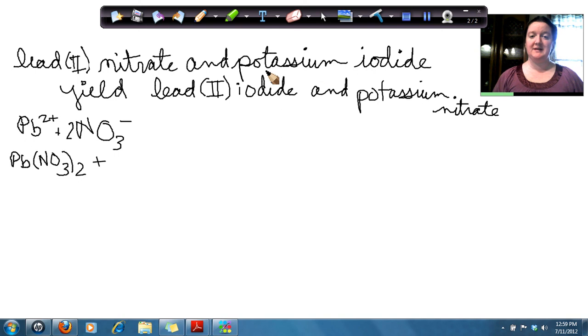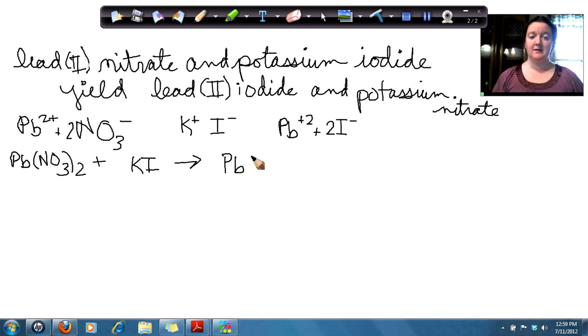Now, we need to think about potassium iodide. Think about potassium, the letter K, and it has a +1 charge. And we have iodide, which has a -1 charge. So if I put those 2 together, I just have KI. And that's going to yield, now I have lead 2 iodide. Well, here I know that my lead has a +2 charge. And I know my iodide has a -1 charge. So if I put those together, I have to have 2 of the iodide ions. So then my formula for that is going to be PbI sub 2.